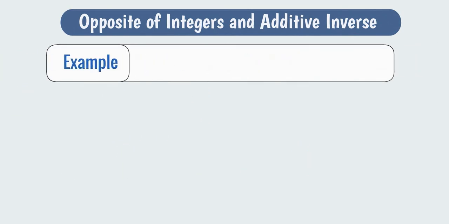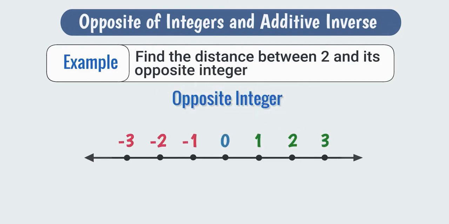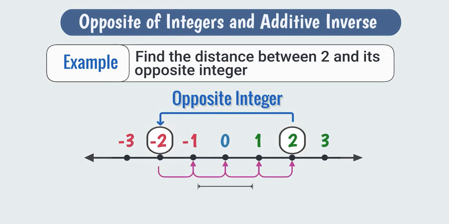Example, find the distance between 2 and its opposite integer. The opposite integer of 2 is minus 2. Distance between 2 and minus 2 is 4 units. So I hope you understood the explained topic very well.